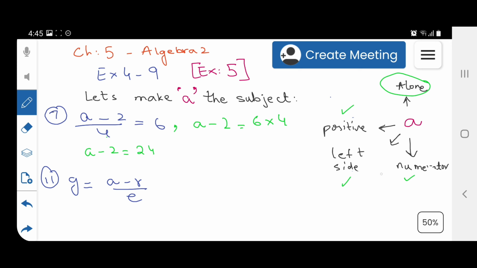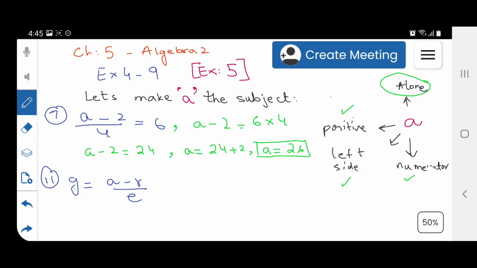Again, let's check everything and we will see that A is not alone. So we are going to send this minus 2 to the other side and it will become plus 2. So we can say A equals 24 plus 2, which will be A equals 26. So this would be the answer. But now if the same question is given in the form of variables, we will end up with an equation.